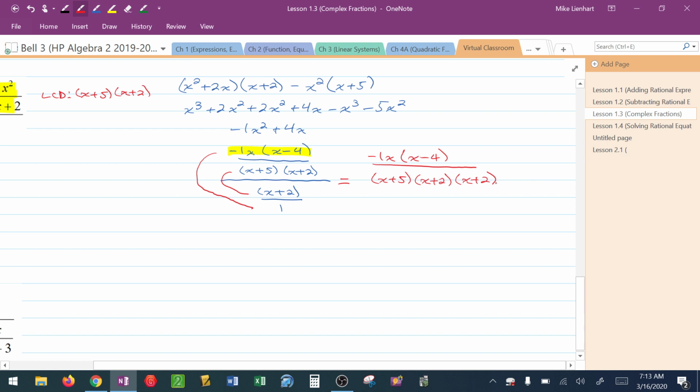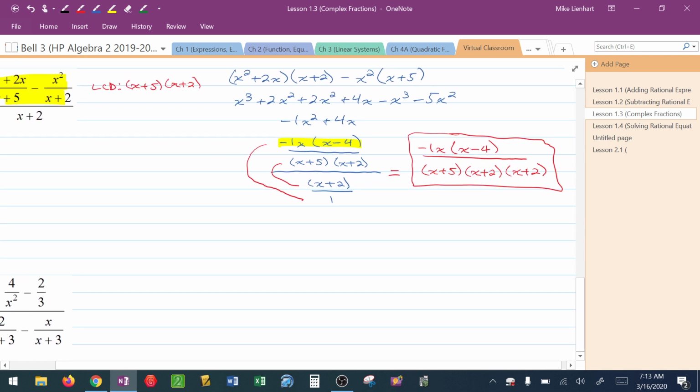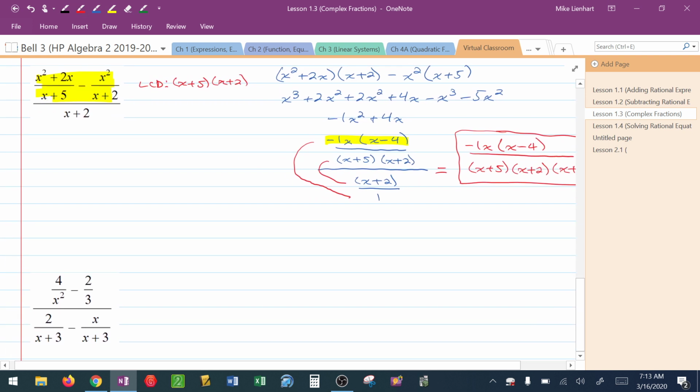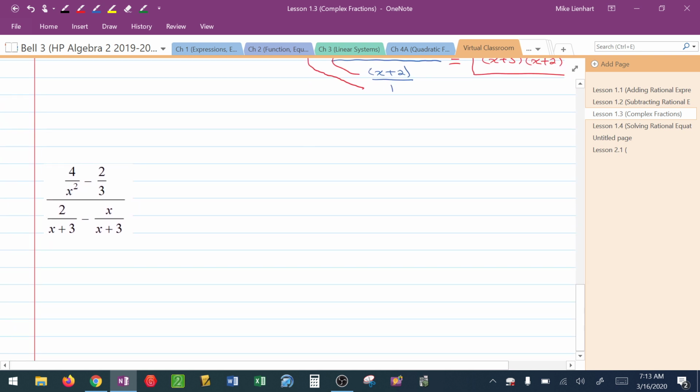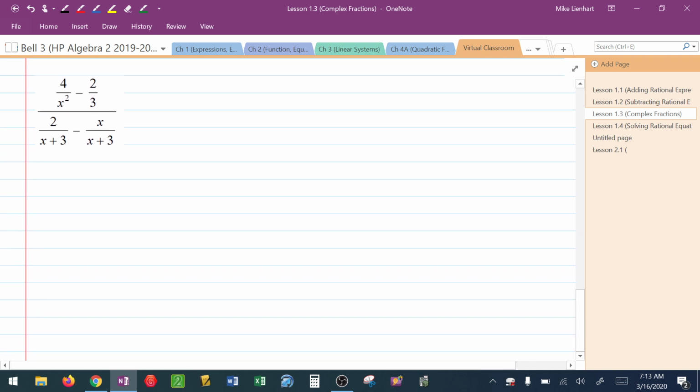I notice there's nothing to cancel, therefore this would be my final answer. You don't have to worry about multiplying it all together, although you could. You could multiply it all together. All right. So, what if I give you a problem like this?